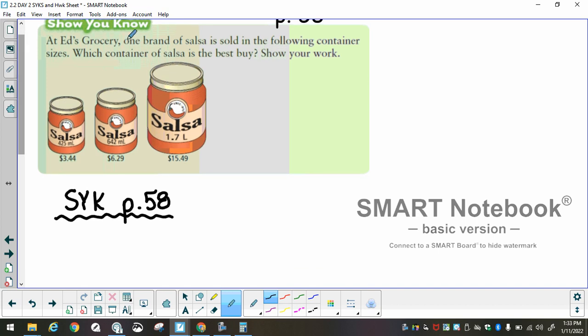At Ed's Grocery, we have 1 brand of salsa, and it's sold in the following container sizes. There's a smaller 425 mils, 642 mils, and 1.7 liters. Notice we have some milliliters and we have some liters. What we did yesterday was we changed the liters to milliliters. You want them all to be the same thing. To change to milliliters, you multiply by 1,000. So 1.7 times 1,000 would be 1,700 milliliters. I'm going to do that before I even do anything with the question.